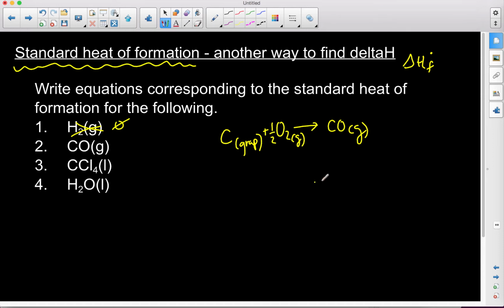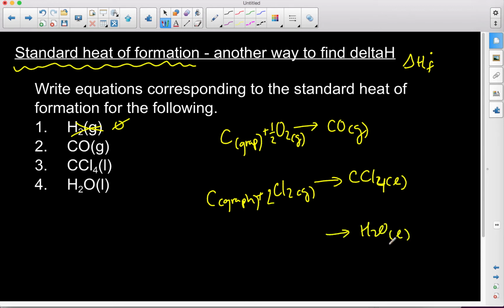Now for CCl4, that one's a little bit easier. We're going to start with carbon in the form of graphite, and then we're going to have Cl2, specifically 2 Cl2s. H2O means we're going to have H2 and O2, and then what? Another 1/2. That's how we write standard heats of formation equations.